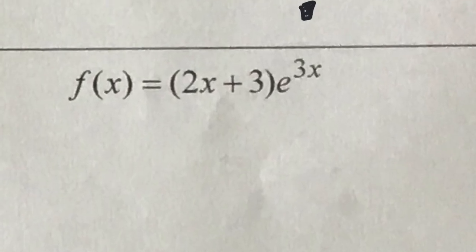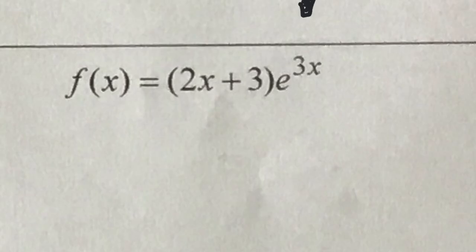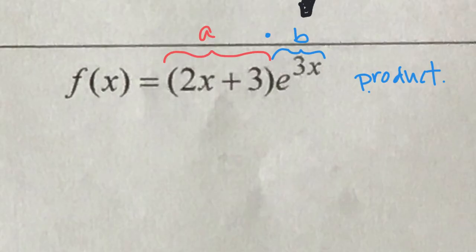Oh, what's going on here? So now I have to use my product rule, right? So here I have a linear function multiplied by an exponential function. So this is a product rule, because I am multiplying two functions together. So I'm going to use the product rule.